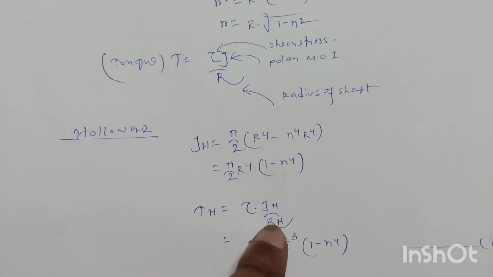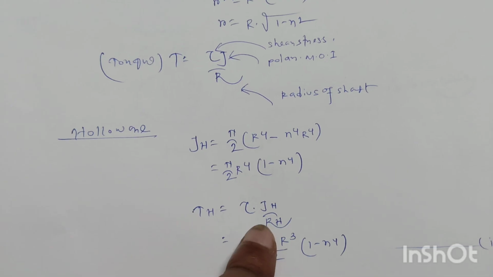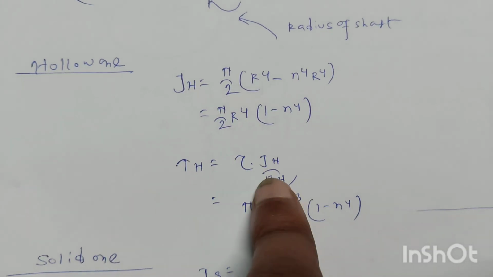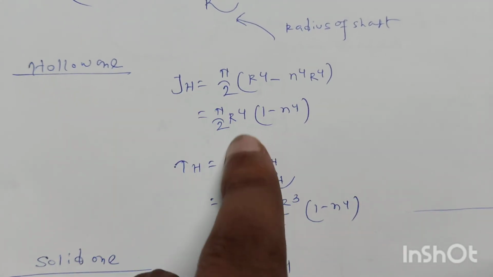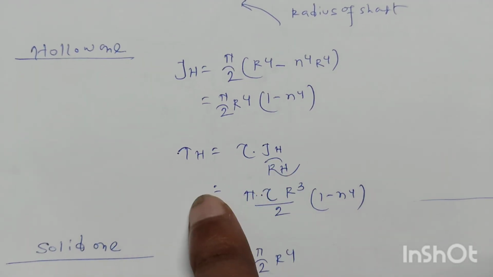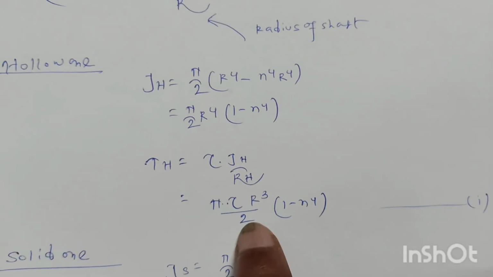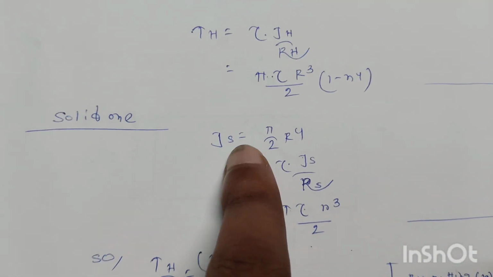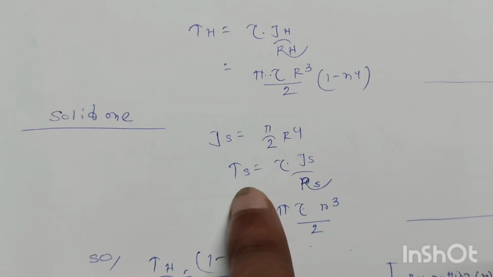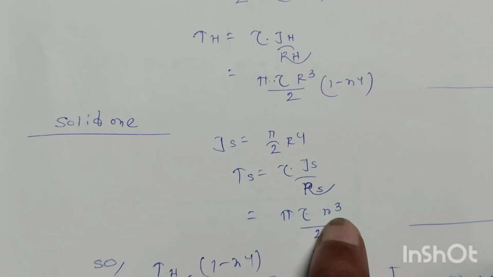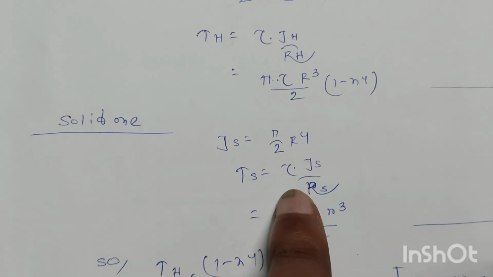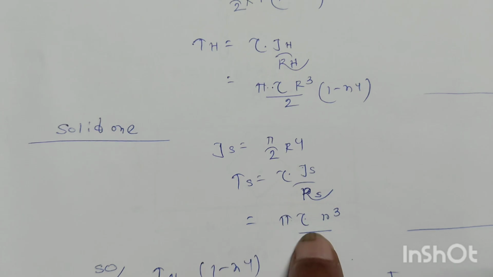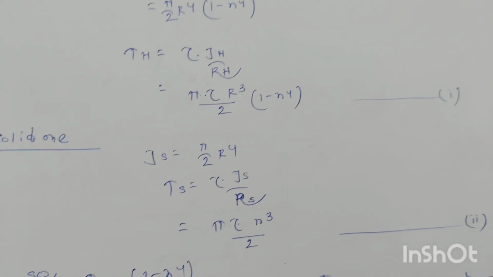JH is the polar moment of inertia of the hollow shaft, and RH is the radius of the hollow shaft. If we put the value of JH into this equation, we will get TH equal to this value, that is equation number 1. And for the solid circular shaft, the polar moment of inertia Js will be equal to pi by 2 into r to the power 4, and torque Ts will be equal to tau into Js by Rs. If we put the value of Js into this equation, we will get Ts equal to pi into tau into r cube by 2. This is equation number 2.